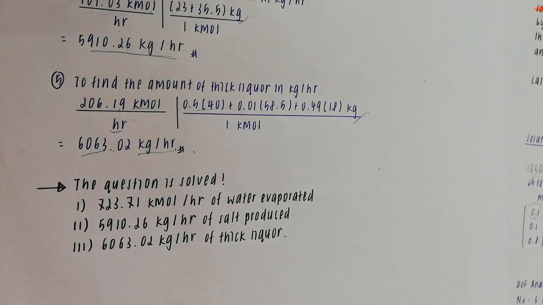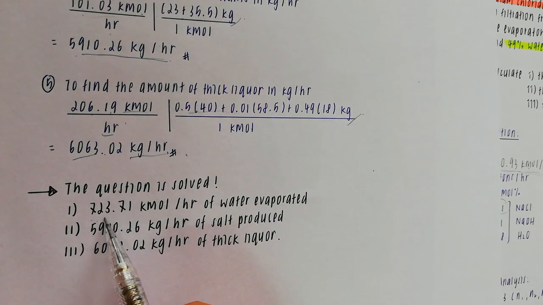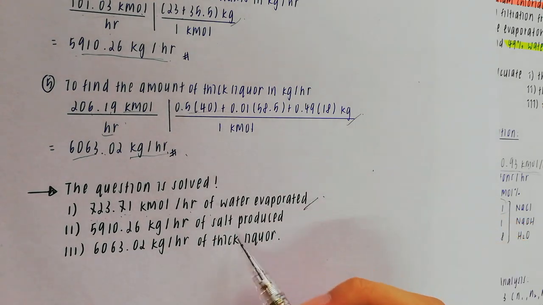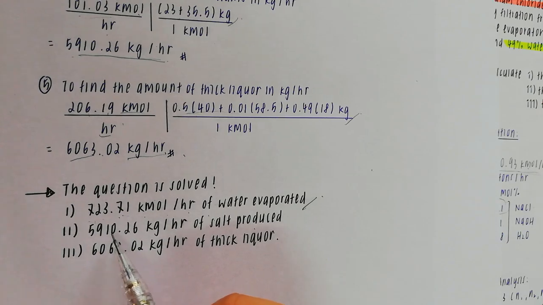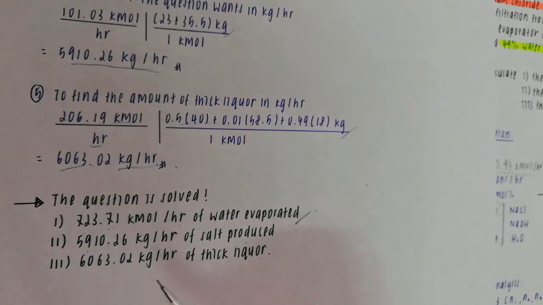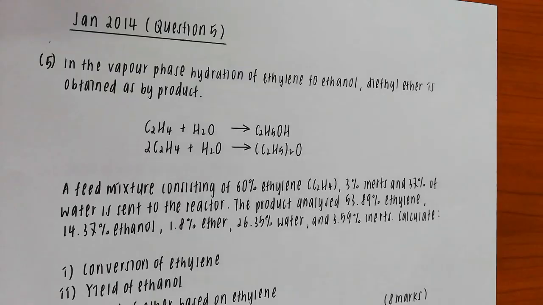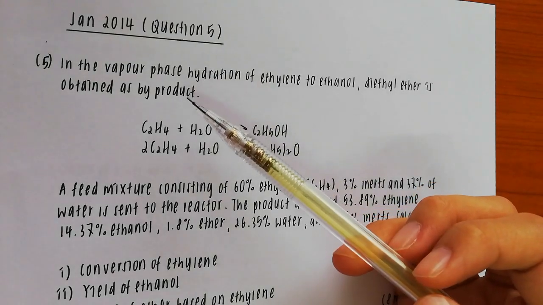The first thing we get, the amount of water evaporated is 723.71 kilomole per hour, and then we got the salt produced in kilogram per hour as mentioned in the question, 5,910.26 kilogram per hour. So the thick liquid is also 6,063.02 kilogram per hour. So the question now is solved. Now let's proceed to the next example.